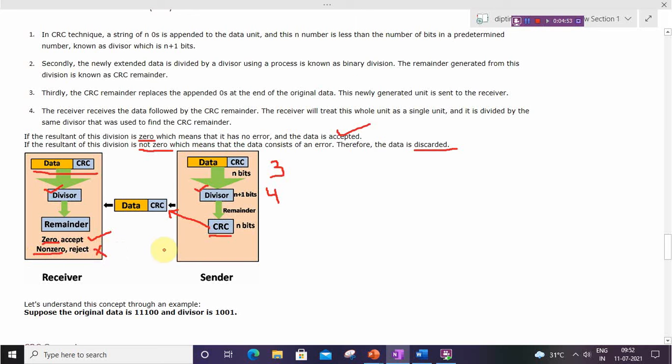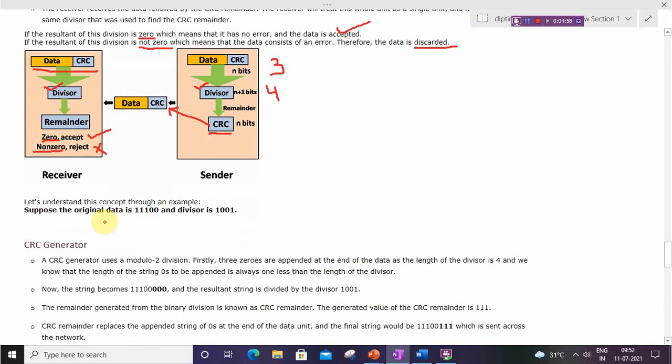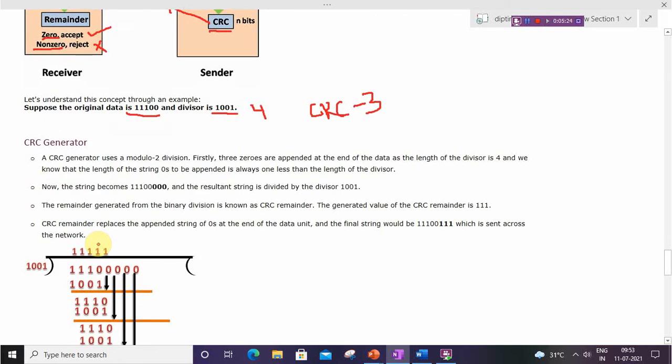So let us understand this concept through an example. Here the original data is 11100, and the divisor is 1001. Here the divisor is of 4 bits, so the CRC will be of 3 bits. Then the process of the CRC generator: how to generate the CRC?